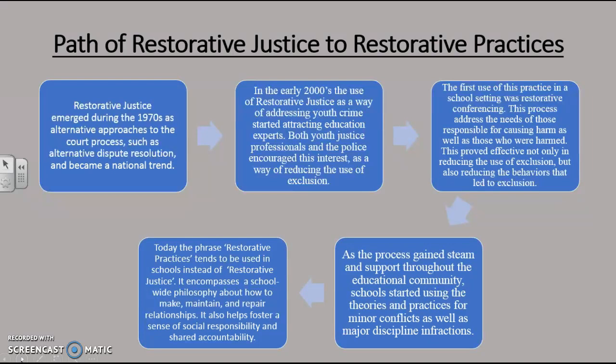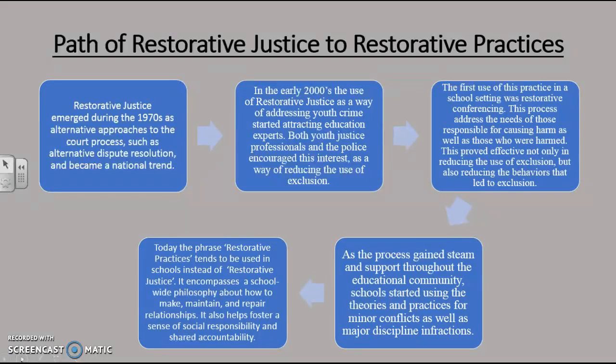The first of this practice in the school setting was using restorative conferencing. This process addresses the needs of those responsible for causing harm as well as those who were harmed. This proves effective not only in reducing the use of exclusion, which means suspensions, but also the reducing of behaviors that lead to those suspensions. And then as it gained steam and support throughout the educational community, schools started using it not only for big infractions, but for small conflicts as well, and ways to prevent those.